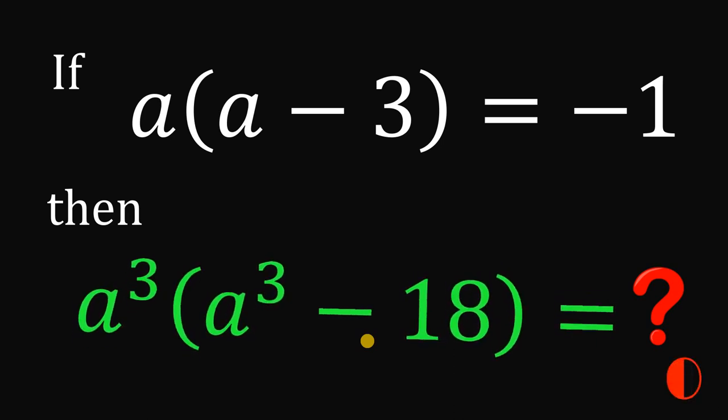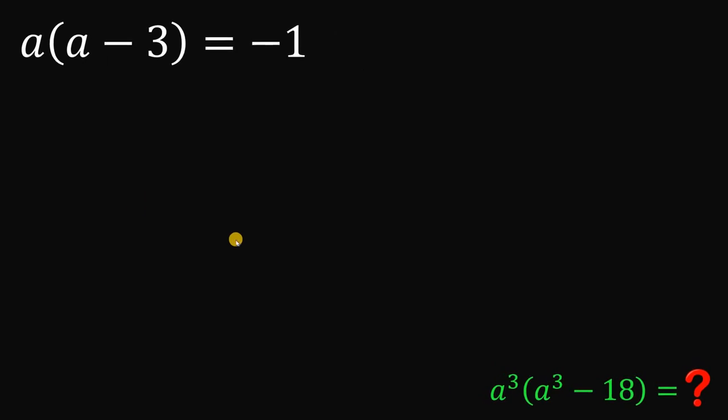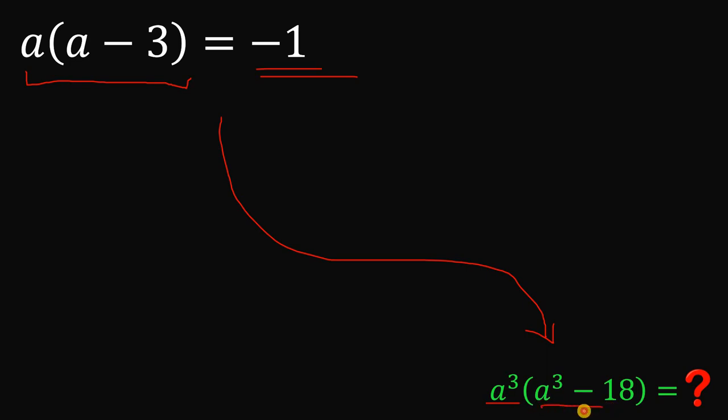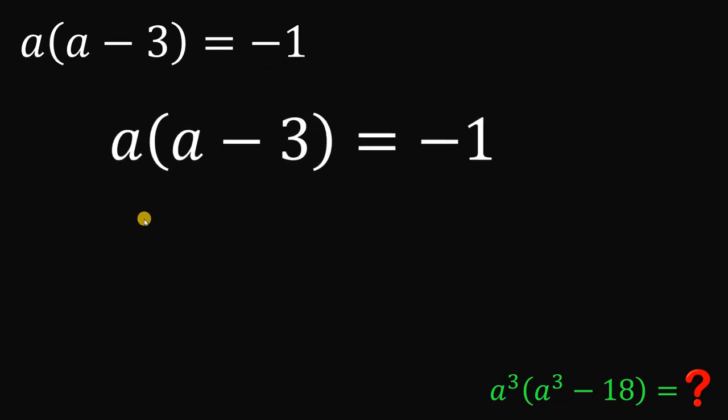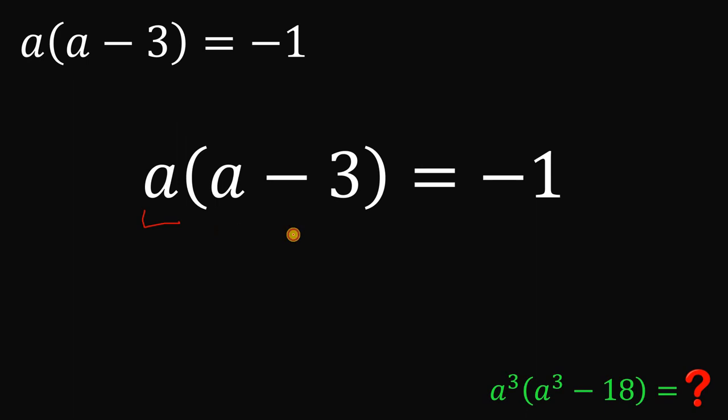And now, let's answer this question together. Alright, so given this equation, a multiplied by a minus 3 equals negative 1, our goal is to solve for the numerical value of this expression, a cubed multiplied by the quantity a cubed minus 18. To answer this question, we're going to use, of course, the given equation, which is a multiplied by a minus 3 equals negative 1.